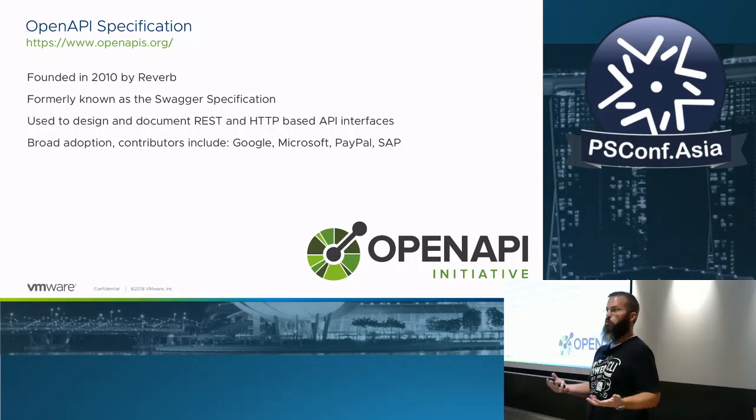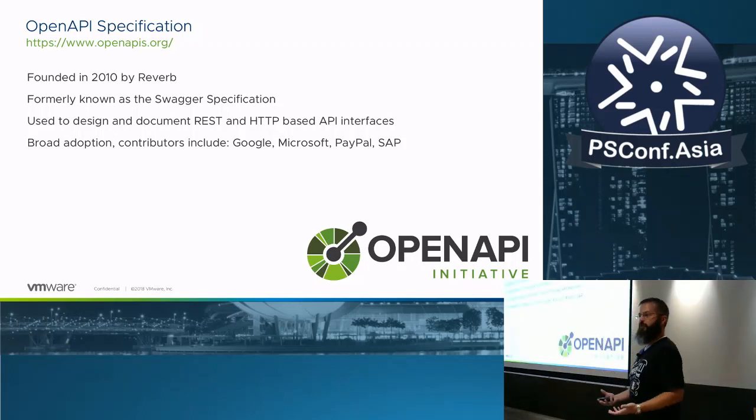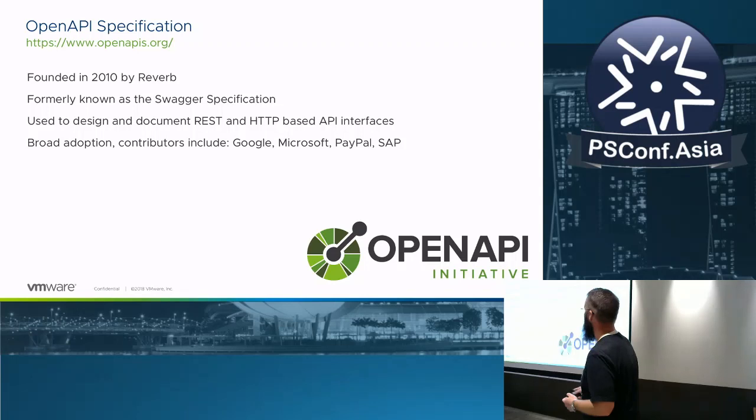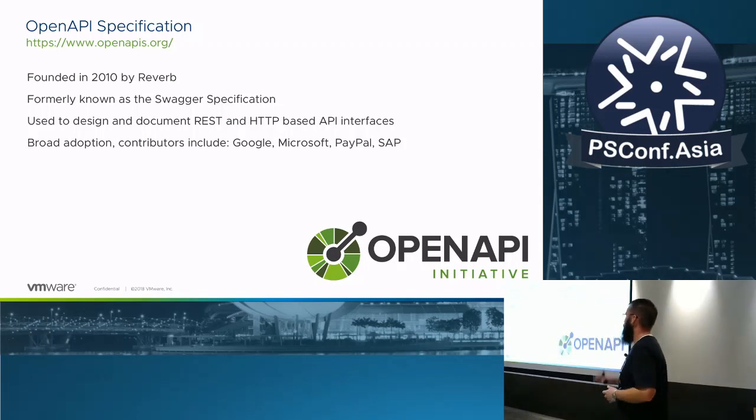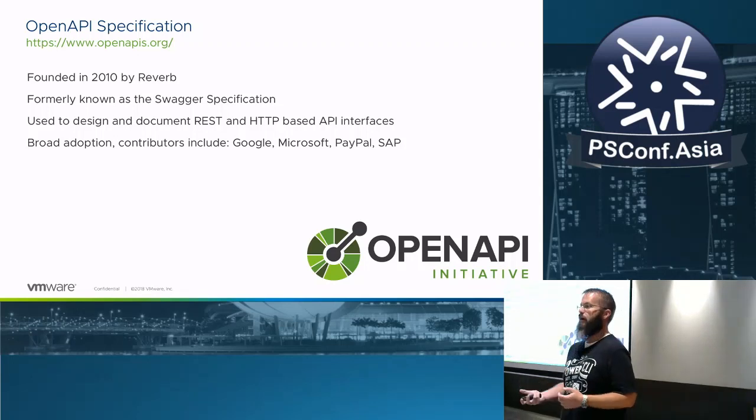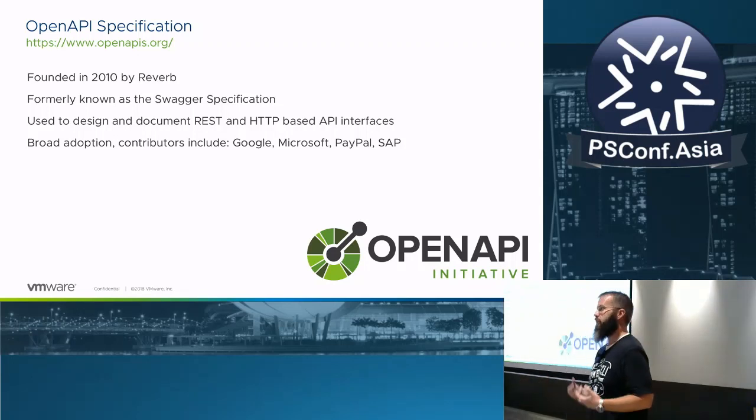This is something new that I learned as part of this process, because for the most part, a lot of the APIs that you're going to be interacting with out there are going to be on version 2. Version 3 is still pretty new. A couple of the notable parts. This was founded in 2010 by Reverb. Already covered the Swagger specification, but basically what the spec is doing, it allows you to describe what the API is in and of itself.